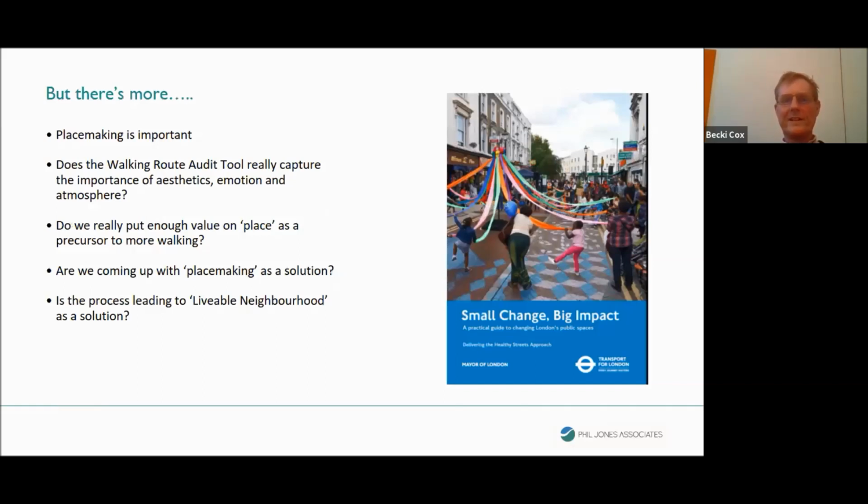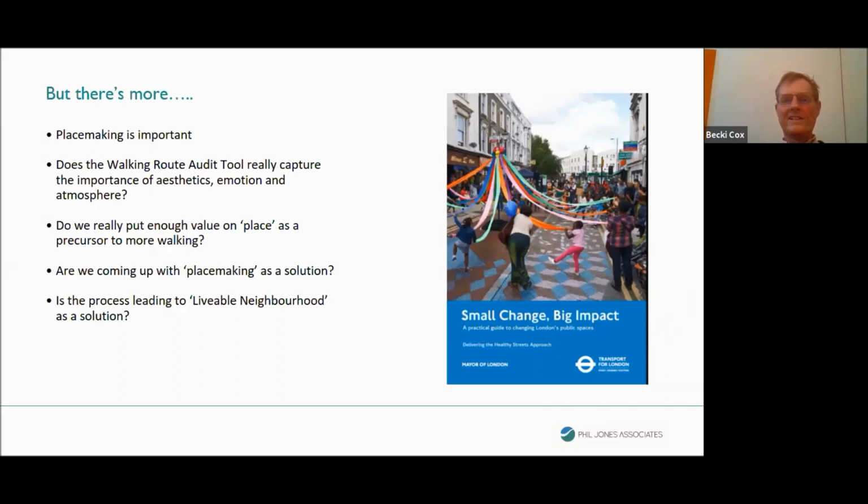But one thing that is also coming out is that, particularly for walking and probably more so in many ways than for cycling, placemaking is a really important aspect. And I'm not personally convinced that at the moment the way we're using the walk route audit tool is really picking up that importance of the emotional response that Becky talked about and the aesthetics of the route, and that it's really putting adequate value on that, because we know that making good places is probably the number one thing that will stimulate more walking.